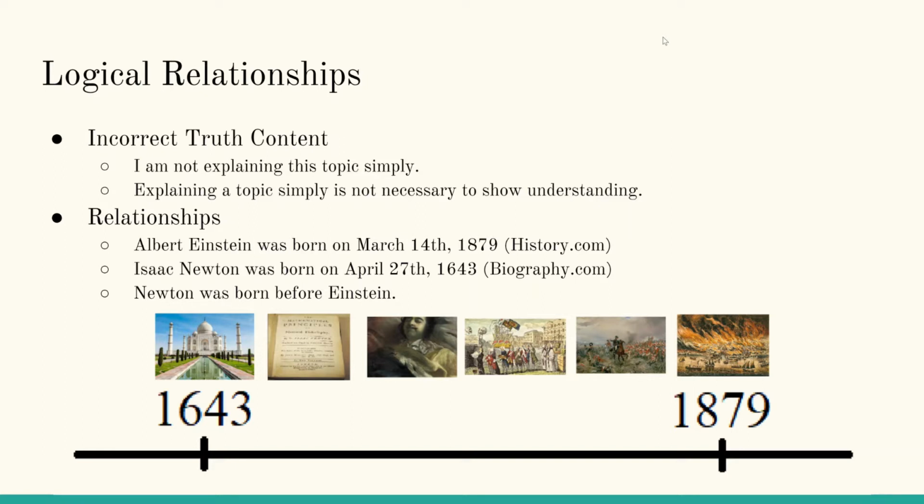Albert Einstein was born on March 14th, 1879, and Isaac Newton was born on April 27th, 1643. Therefore, Newton was born before Einstein. Observe the conclusion is true because it correctly relates the two premises.